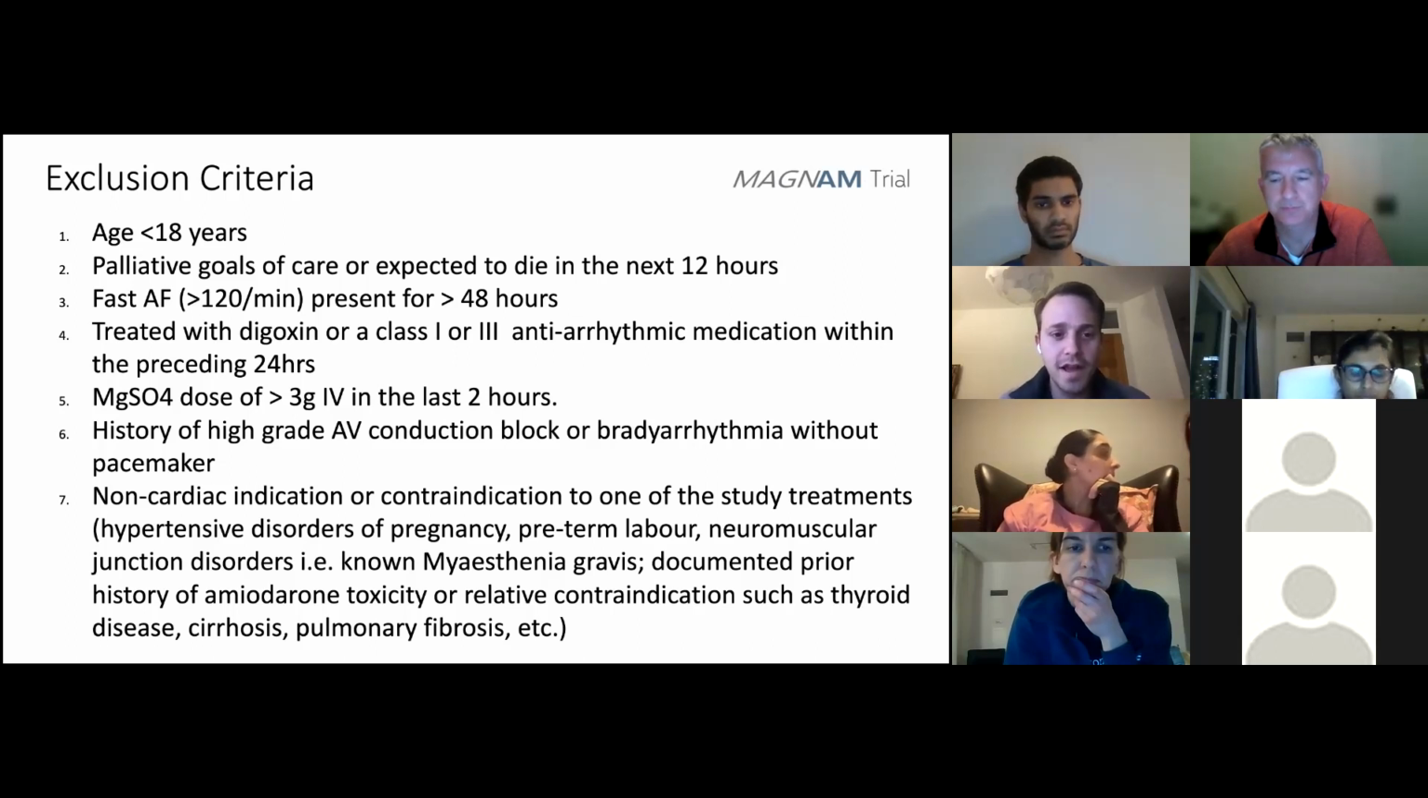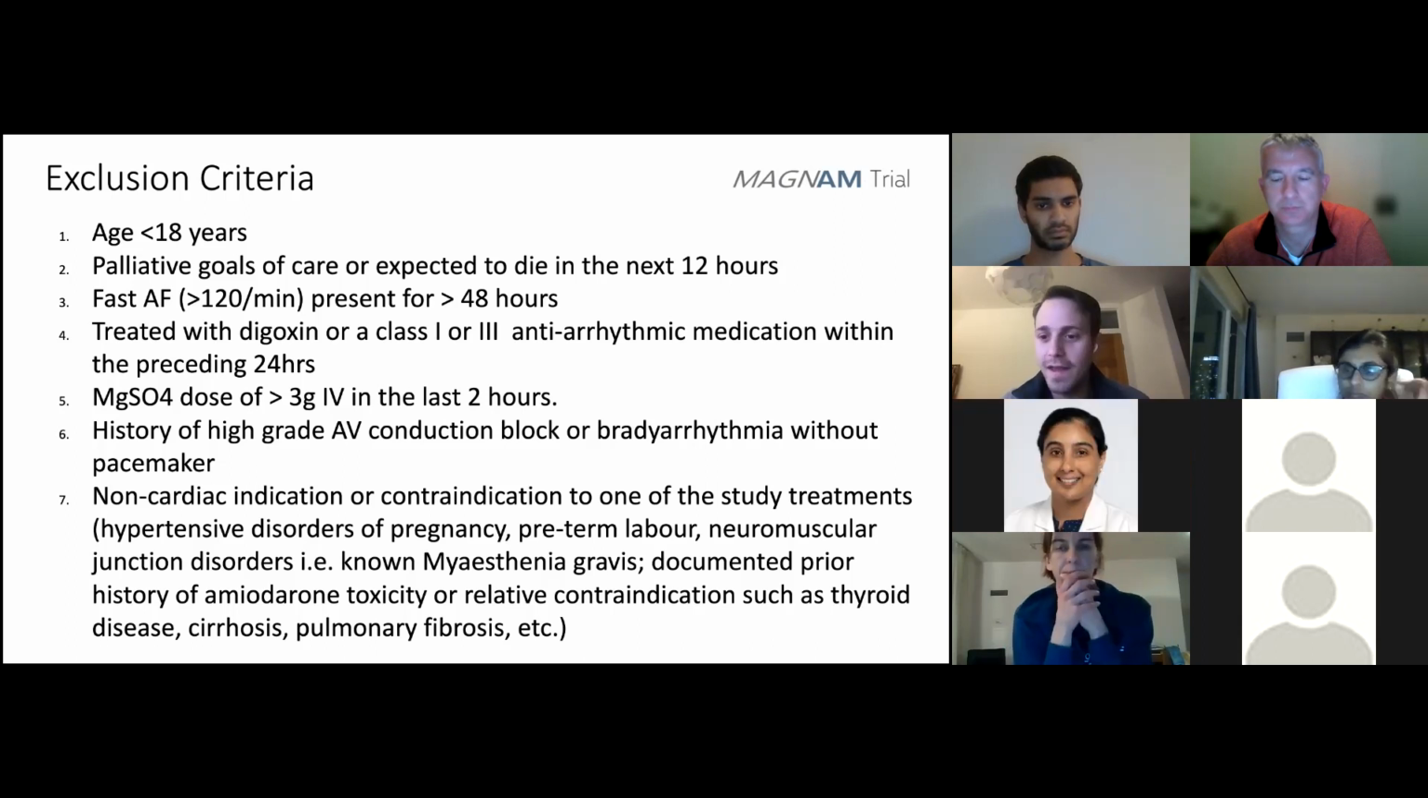That's an important clarification, is we want to provide the intervention as soon as possible once someone's in fast AFib. The plan is not to wait until the next morning, so to speak.